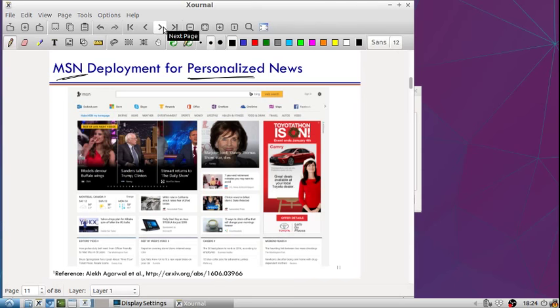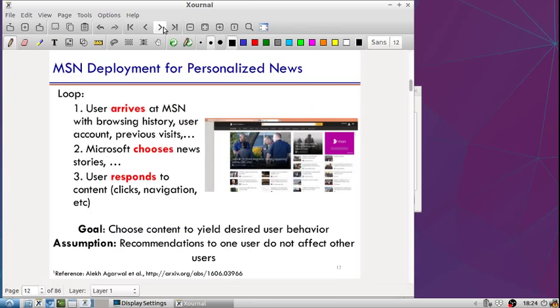So that's the rough business-level problem. You want to have a website which is personalized to each user and shows personalized news. So what is the loop? A user arrives at MSN with browsing history and a user account. Maybe they have an account on Microsoft's website, with previous visits to the same website. Maybe they're a frequent visitor who keeps visiting this page every day or every week.